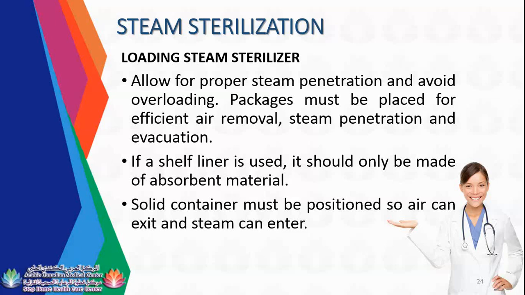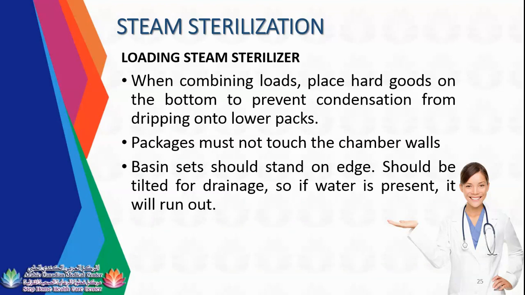Loading the steam sterilizer: to allow for proper steam penetration and avoid overloading, packages must be placed for efficient air removal, steam penetration, and evacuation. If a shelf liner or tray liner is used, it should only be made of absorbent materials. Mostly your tray liner is absorbent material, so you can see it here also. Solid containers must be positioned so air can exit and steam can enter. When combining loads, place hard goods on the bottom to prevent condensation from dripping onto the lower packs. So if it is a hard object, guys, it should be on the bottom if you are placing it inside the autoclave machine.